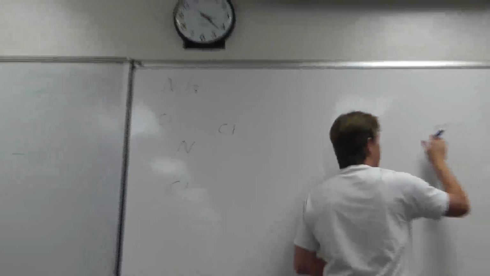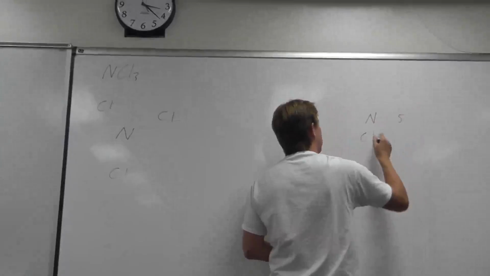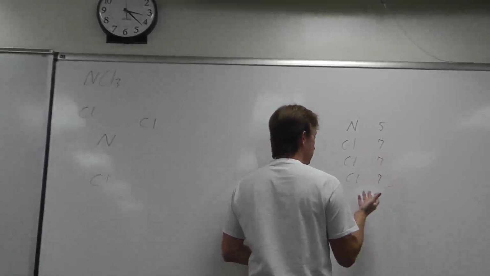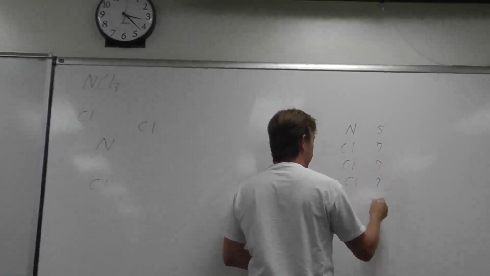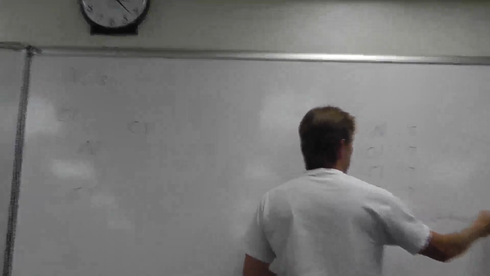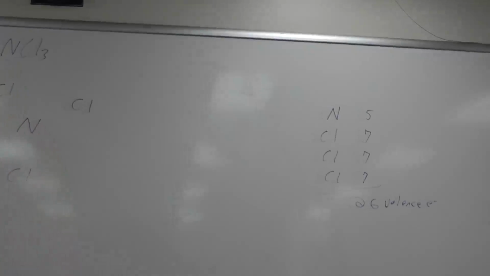Rule number 2. Count up your valence electrons, the total valence electrons in the structure. How many valence electrons does nitrogen have to work with? 5. And each chlorine has 7. So total, that's 26. 26 valence electrons that we have to account for in the structure.